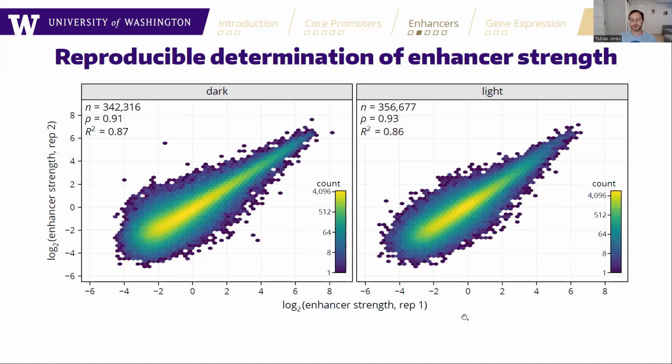And so for all of the experiments, we actually did 2 biological replicates. And you can see that if we look at the replicate correlation, this is really high with an R-square of 0.86 or 0.87 in both tobacco leaves that were kept in the dark or in the light, showing that we can really reproducibly measure the strength of enhancers even in such a big library.